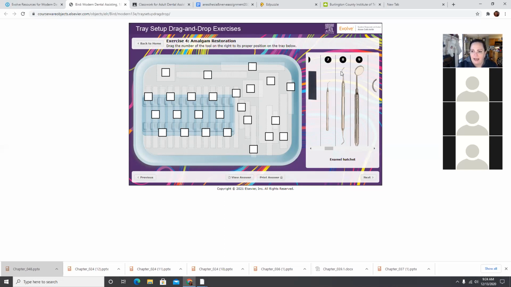After we remove the decay, we're still going to put our matrix band on. And then what's our next step? Still etch, right? Because we still have to remove that smear layer. But then instead of bond, we're going to mix the amalgam. The amalgam comes in different spill containers, 1 spill, 2 spill, 3 spill, depending on how much work you're doing. So the assistant mixes the amalgam.